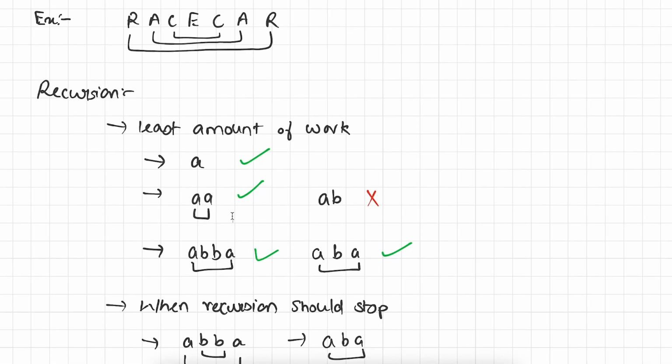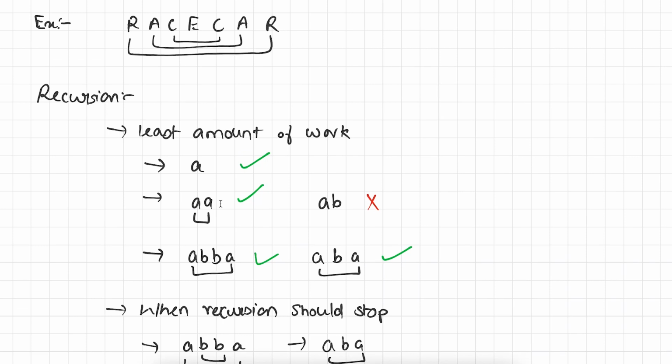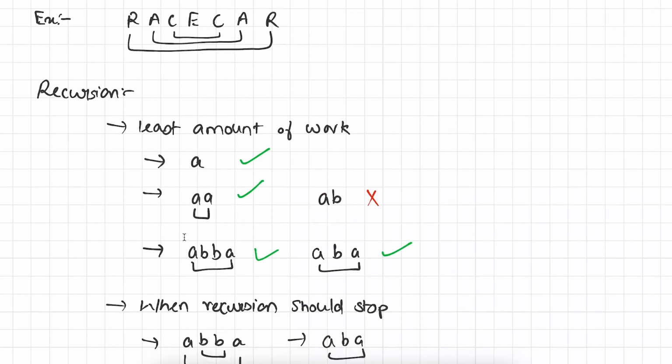So if we have one character, we can easily say that this is a palindrome string, right? What if we have two characters? In case of two characters, we can check if the first and the last character are the same or not. If both are the same, then we can say that this is a palindrome. What if both the characters are different? In this case also we check the first and last character. If we do not find that both characters are the same, we simply say this is not a palindrome.